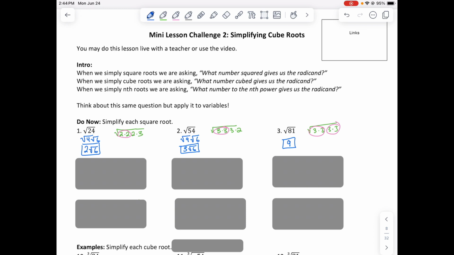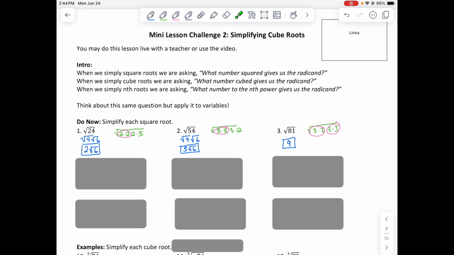The square root of 24 is 2 root 6 because the square root of 24 is the square root of 4, the biggest perfect square factor, times the square root of 6. We also could choose to use this strategy where we write out all of our factors and then we figure out what factor appears twice for something squared.